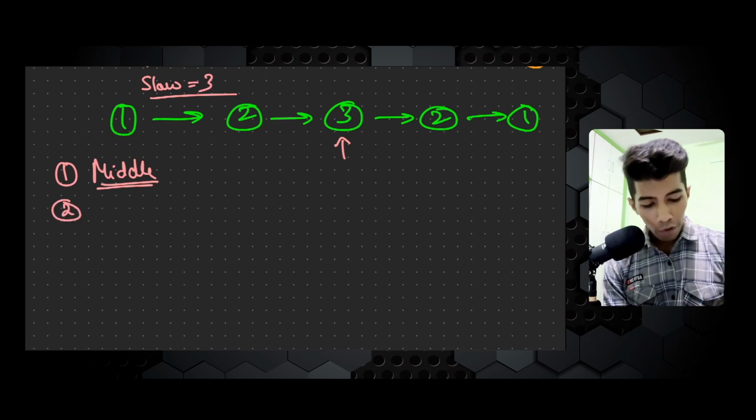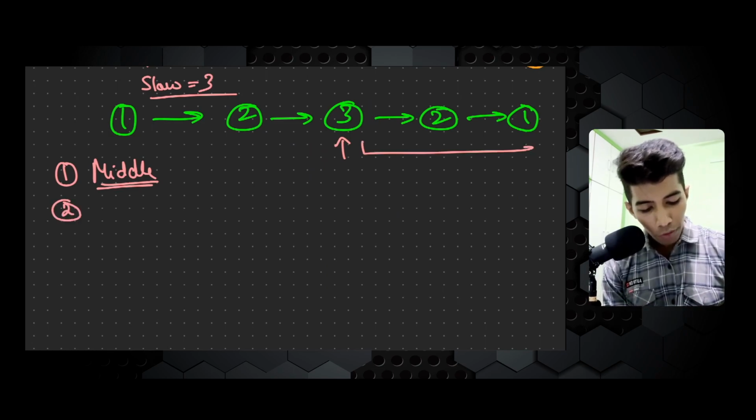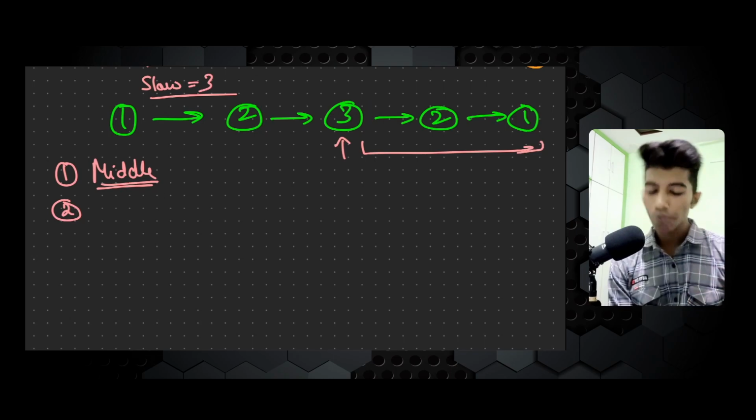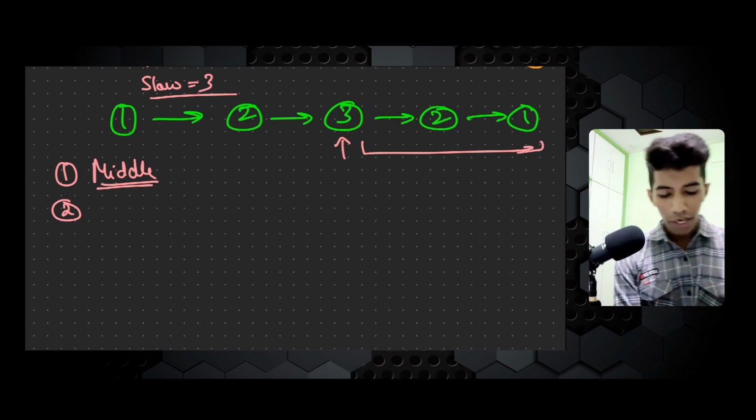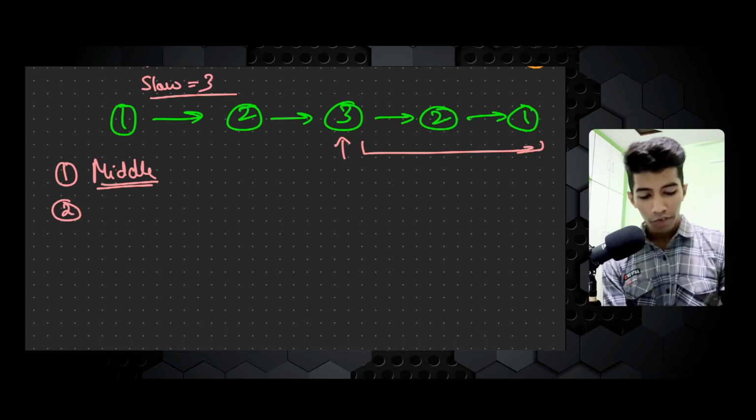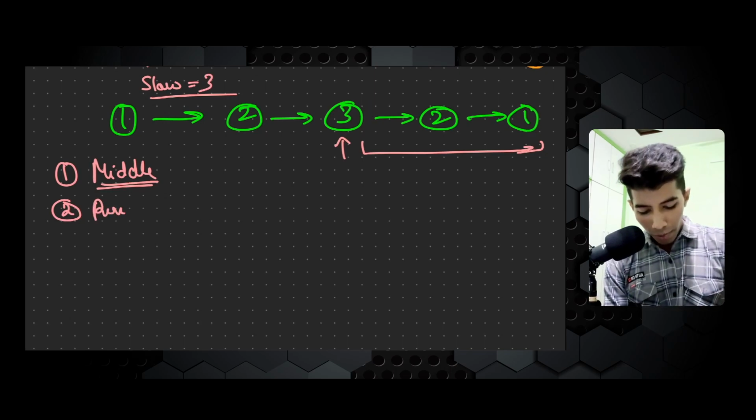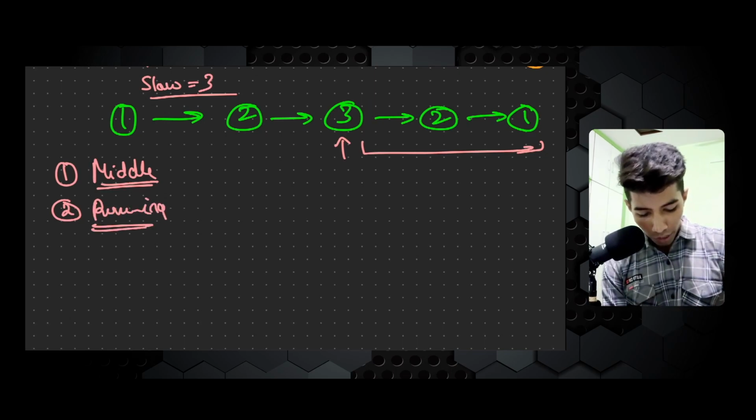Next thing, I have to reverse this particular linked list after this, like this, where it is written 2 and 1. So I have to reverse this. It's very simple. The next concept involved is the reversing of the linked list. So in reverse, we use two particular pointers, previous and current.